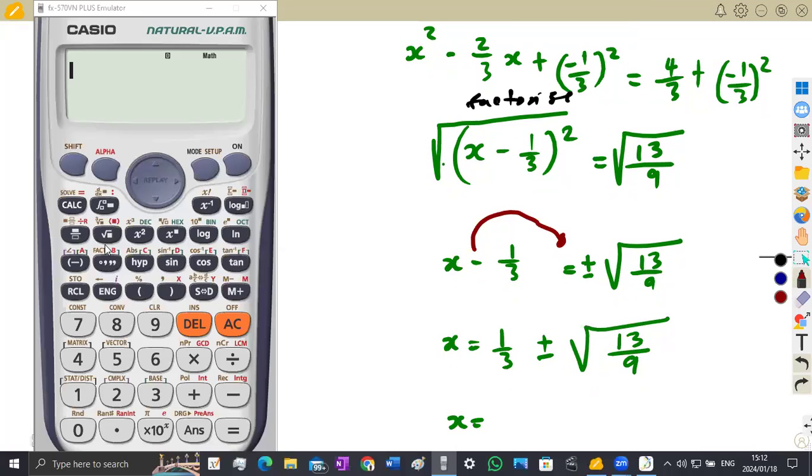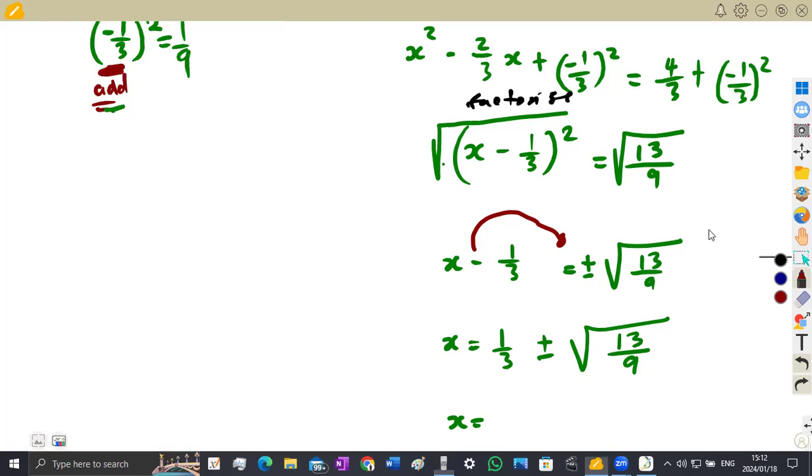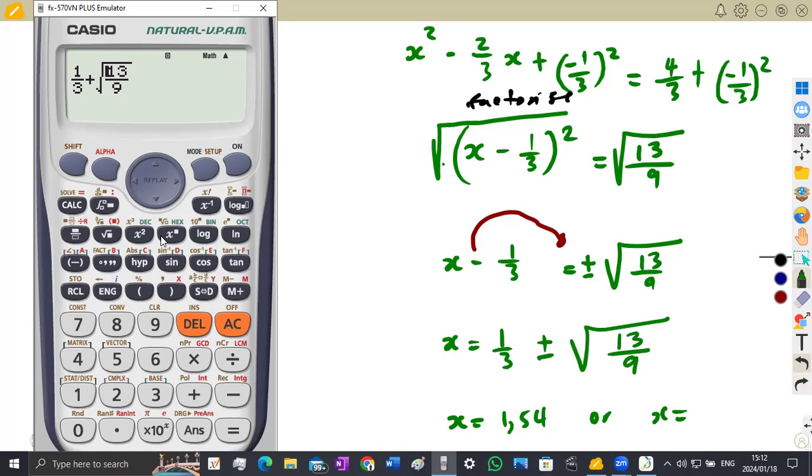All right, so this is 1 over 3, plus, there's a plus there, so you're going to have the square root of a fraction. So this is 13 over 9. So this is going to give us this decimal, as I talked about. This is fixing, so it's going to change to 1,54 if you round off to 2 decimal places. So that is going to be 1,54, or x is equal to the other part here. We're going to change this to a negative. And this will give us negative 0,868, which is 0,87 to 2 decimal places.